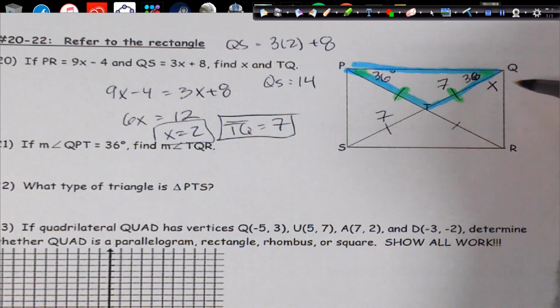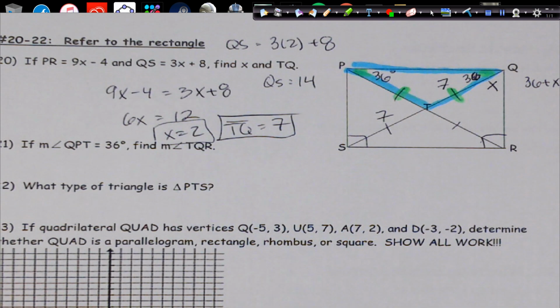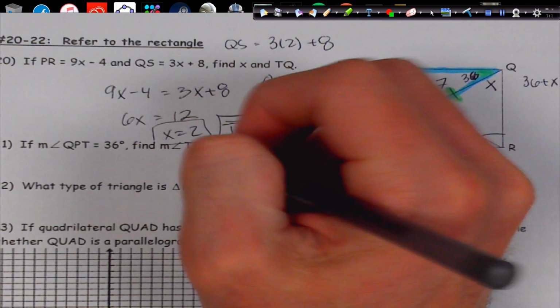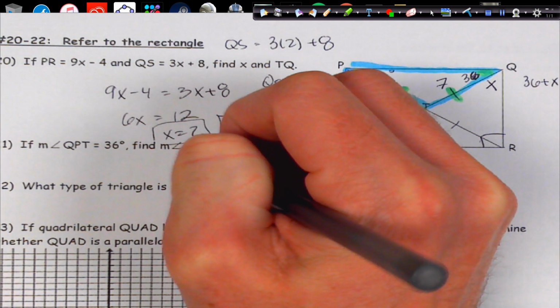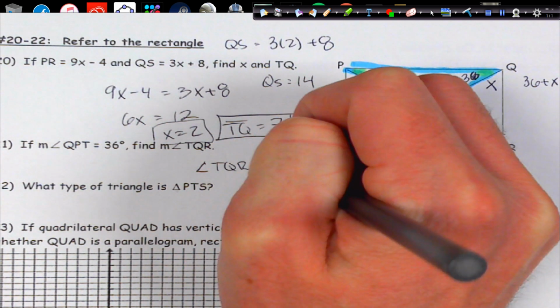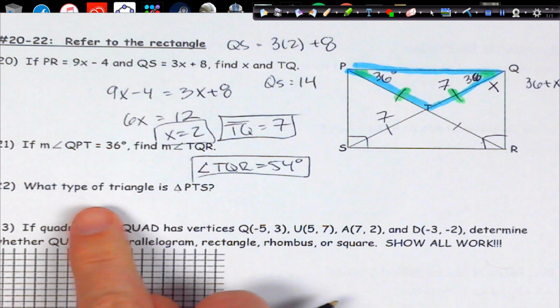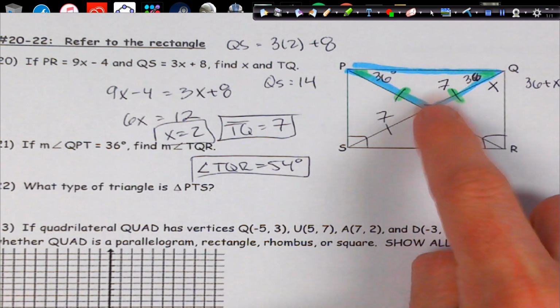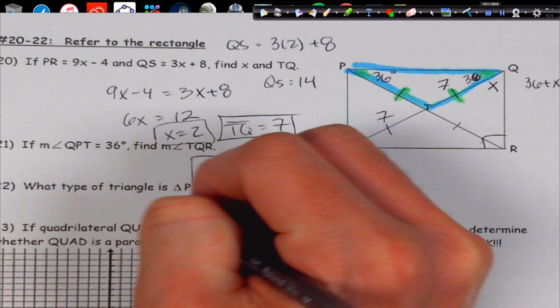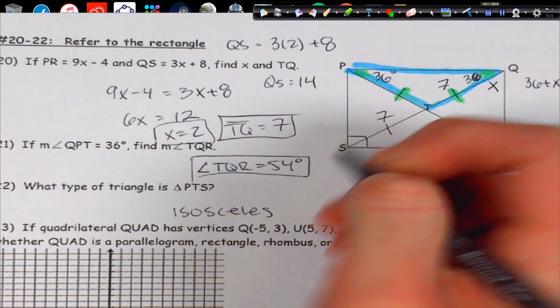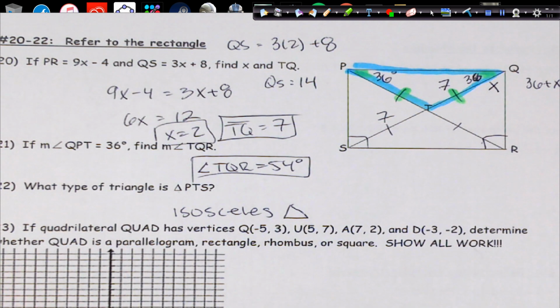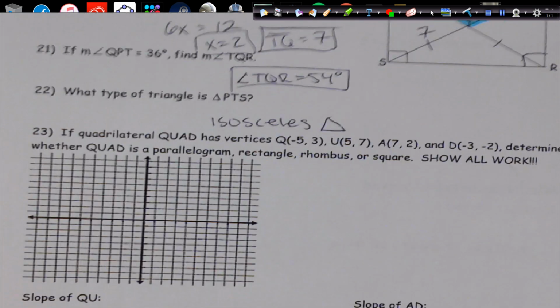Okay, and these two angles, remember, every angle in a rectangle is 90. So 36 plus x should equal 90. And that will give us a value of 54. So angle TQR is going to be 54 degrees. What type of triangle is PTS? That's going to be an isosceles because, well, rectangles make up isosceles triangles.